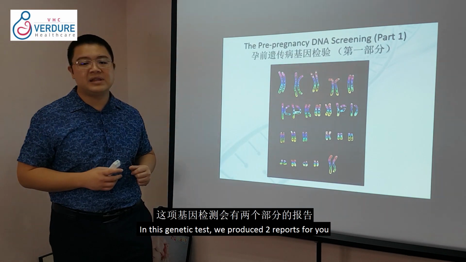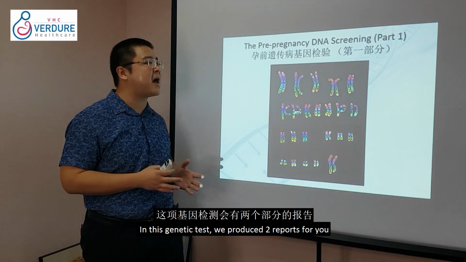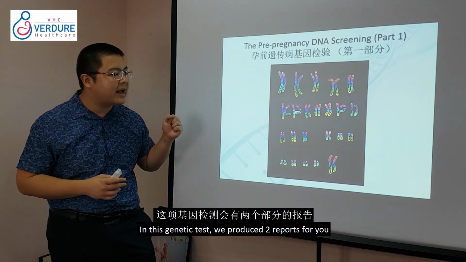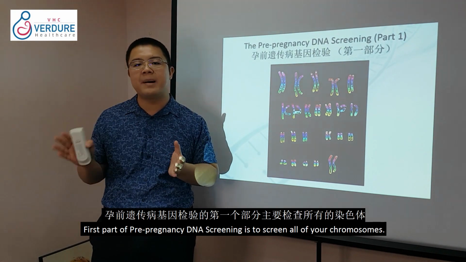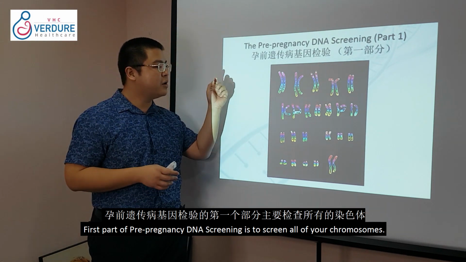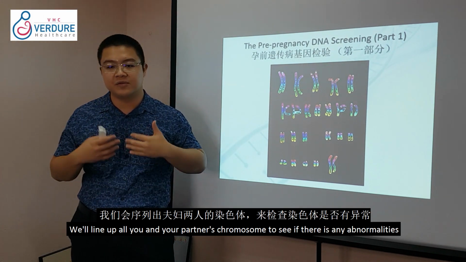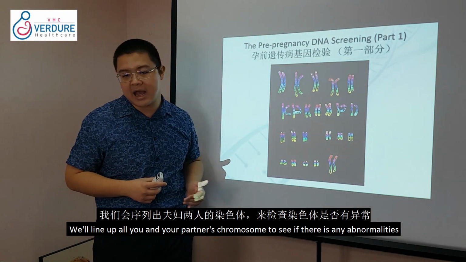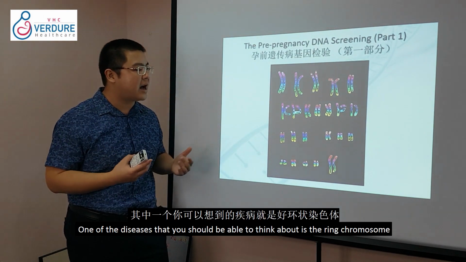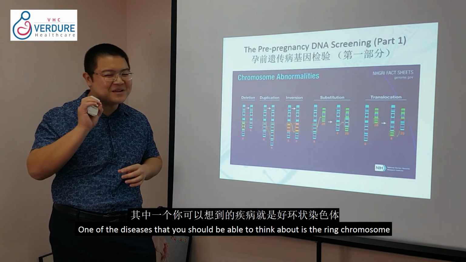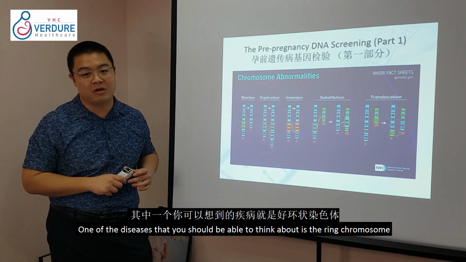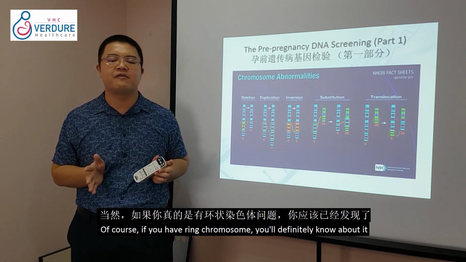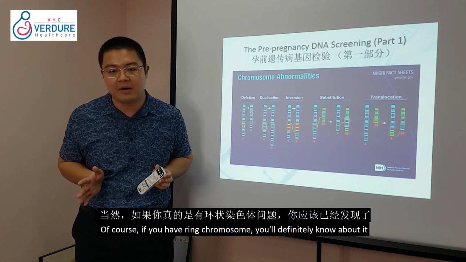With this particular test at Verdure Healthcare, we produce 2 reports for you. The first part is to screen you and your partner's chromosomes. We will line up 23 chromosomes from you and your partner to see if there are any abnormalities. One of the diseases that you should be able to think about is the ring chromosome, what we talked about just now. But of course, if you have a ring chromosome, you would definitely know about it.